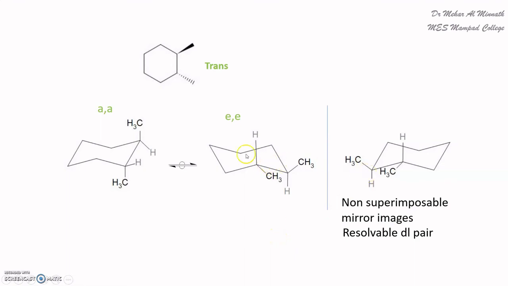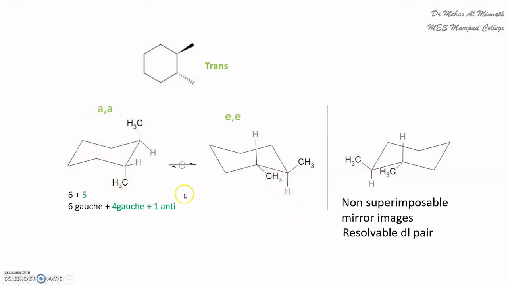So because their structures are also different. See, they are totally non-superimposable, and they will not be flipping to AA form. They will be remaining like this only. In the other case, in the cis form, the ring flipping was possible. Here, ring flipping will be restricted because EE is most stable.